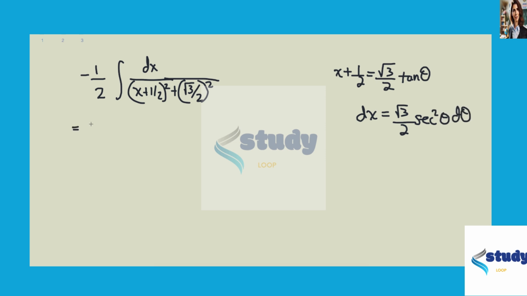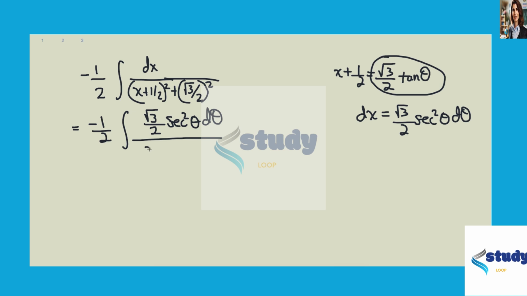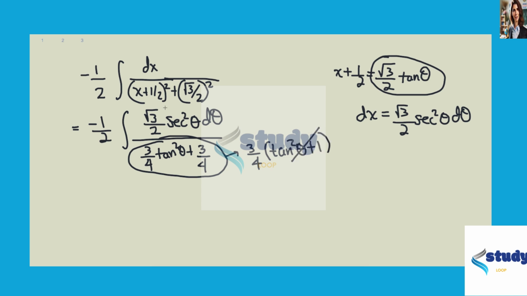So let's go back and write our integral out. 1/2 dx, √3 over 2 secant squared theta. And then in the denominator, we have x plus 1/2, so that's this term over here, and we'll square it. So we have 3 over 4 tan squared plus 3 over 4. So this denominator, pull out a 3 over 4. You get tan squared plus 1. And we know tan squared plus 1 is secant squared, so we can cancel those terms.